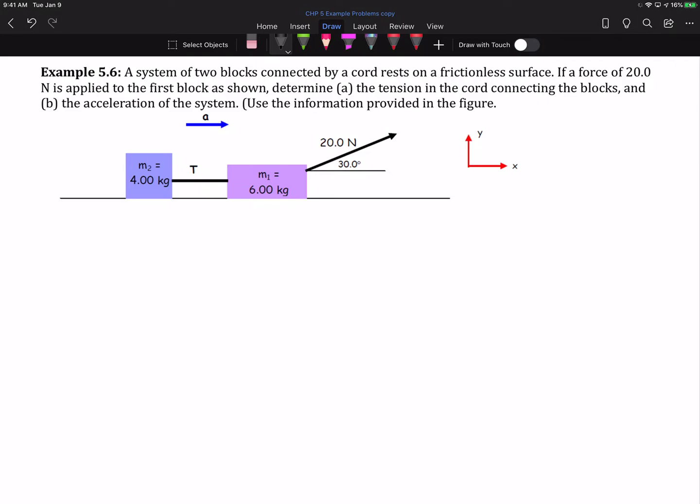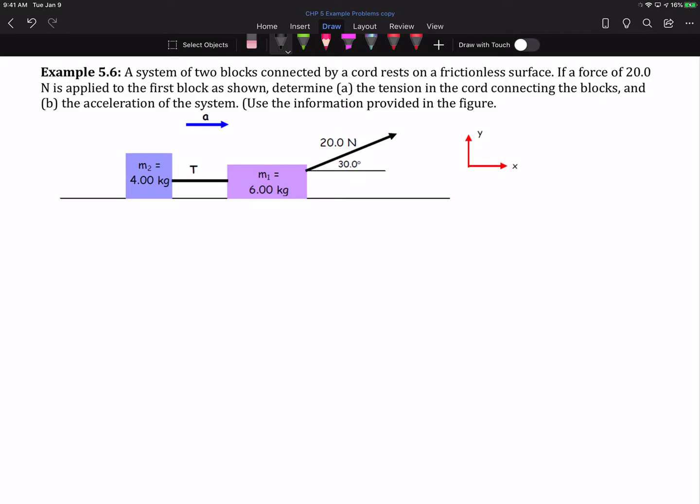In this example of Newton's second law, we have a coupled system, a system that involves two blocks that are connected together by a cord, and they rest on a frictionless surface. If a force of 20 newtons is applied to the first block as shown in the picture, we want to determine the tension in the cord that's connecting the blocks and also the acceleration of this system. And we're going to use the information that's in the picture.